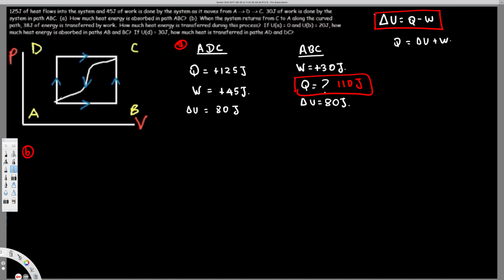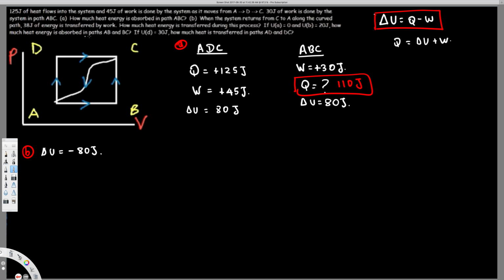So we know that from here to here, A to C, the delta U was 80, right? If it's going from C to A, what's going to be the delta U? It's going to be the opposite sign, like negative. So here we are going to get delta U equal to negative 80 joule.